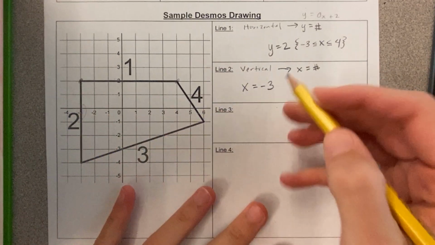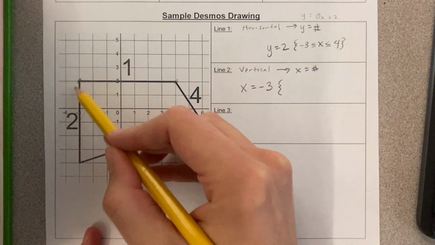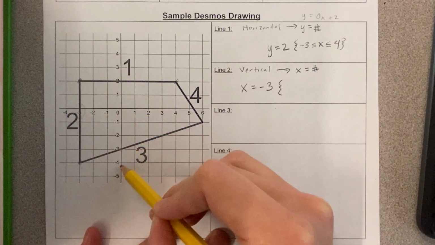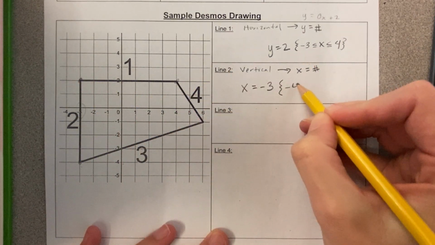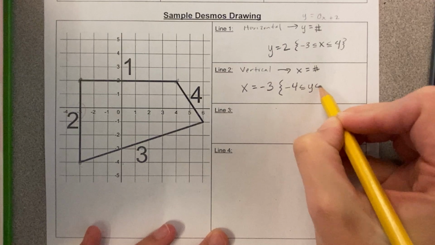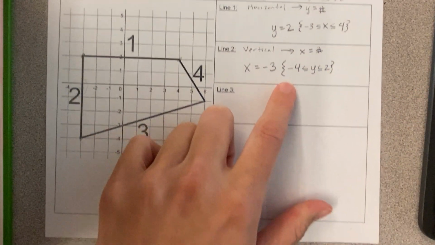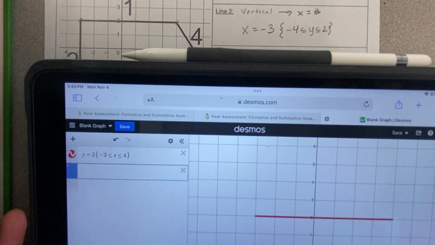And remember, vertical lines are the only time when we use the range instead of the domain, and I want this line, x equals -3, from a y value of -4 up to a y value of 2. So I'm going to write -4 is less than or equal to y is less than or equal to 2. And once again, I'm going to write it into my Desmos and make sure that it looks the way I want it to look.